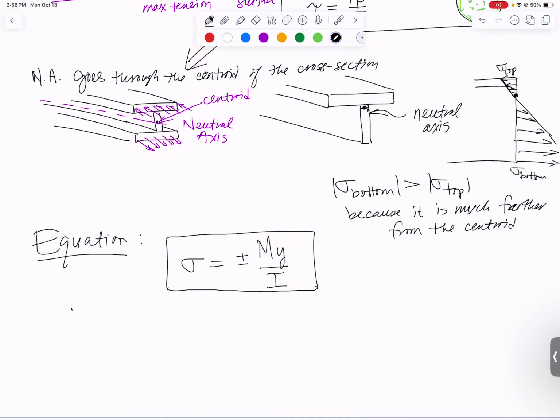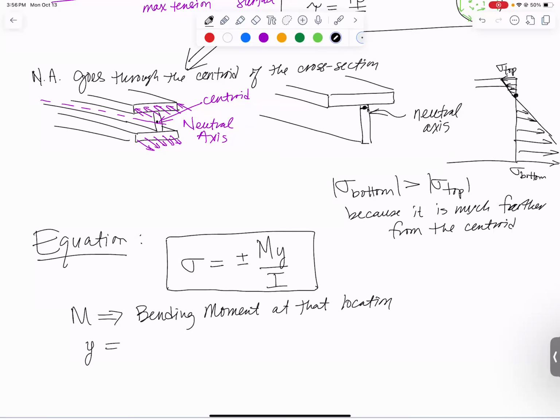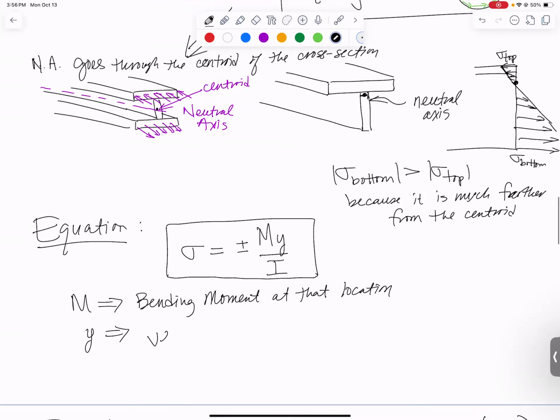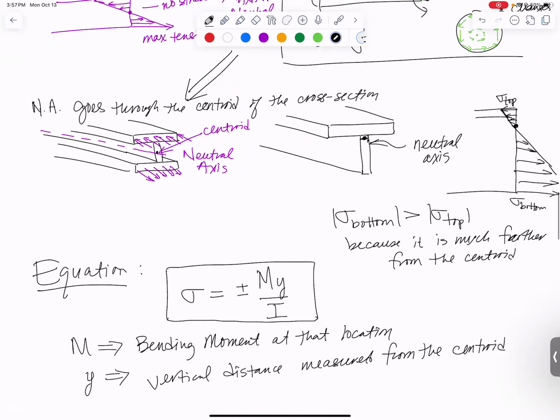So what are the things in this equation? M is the bending moment at that location. What is Y? Y is the vertical distance measured from the centroid. Remember, if you're at the centroid, you're on the neutral axis, the stress should be 0, and Y is 0 because you're no distance from the centroid. If you're a small distance from the centroid, you're going to have a small stress. If you're a big distance from the centroid, you're going to have a big stress.